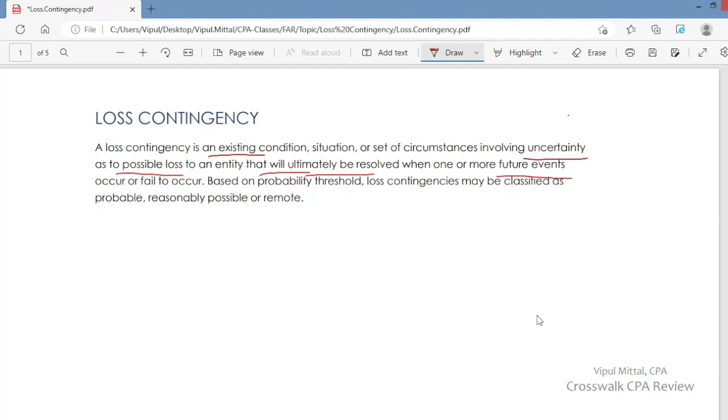So it is an existing condition. It is not a future condition. It is not a future situation. It is an existing condition and it involves uncertainty.